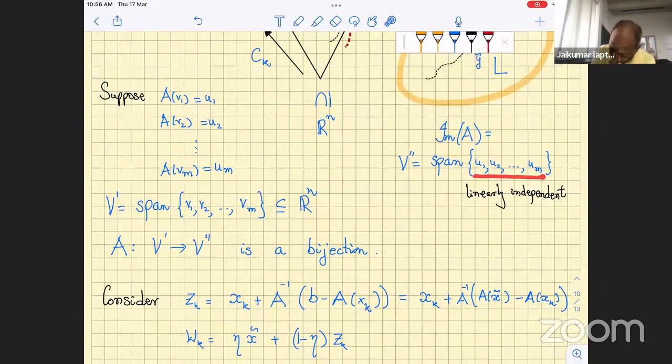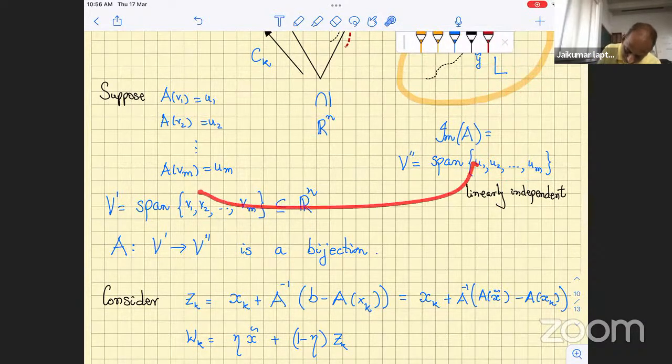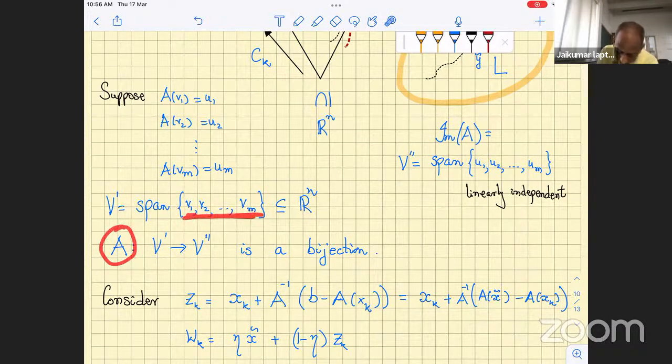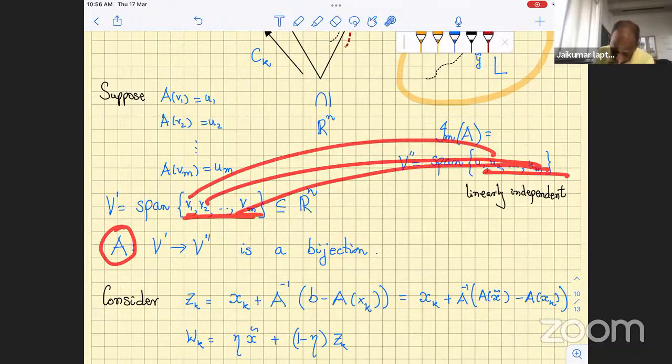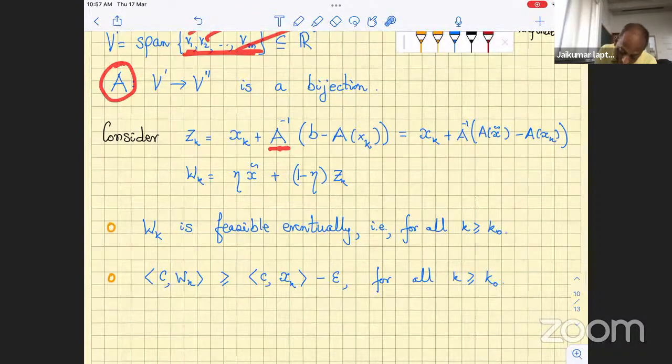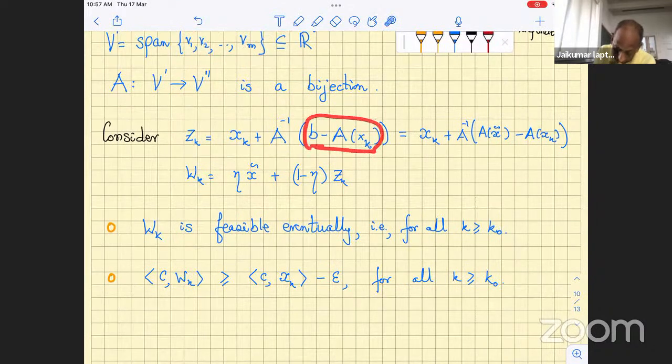Now it turns out, once again, we have this as the basis for the image on this side. We pulled them back. These are the vectors on the left which map to this, and these are linearly independent. So we will think of A as a linear transformation which maps Vi to Ui. Now use that linear transformation and map this vector back.